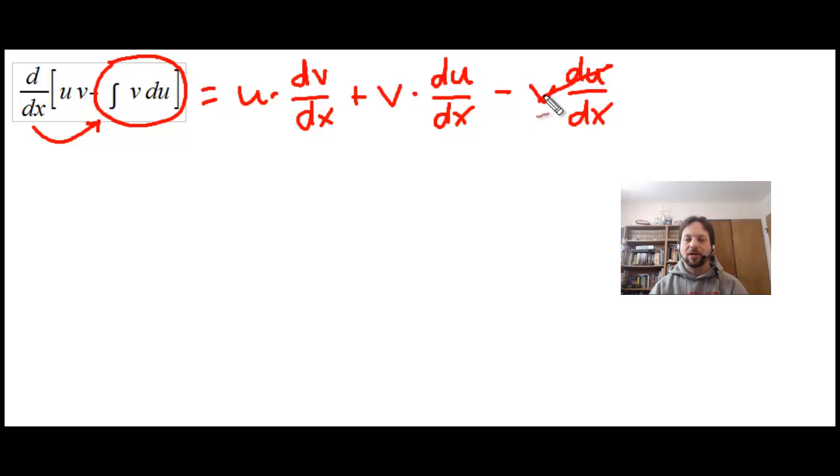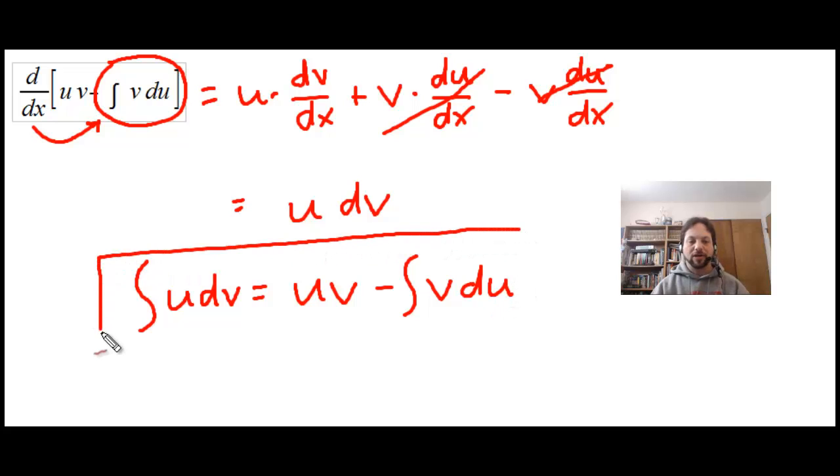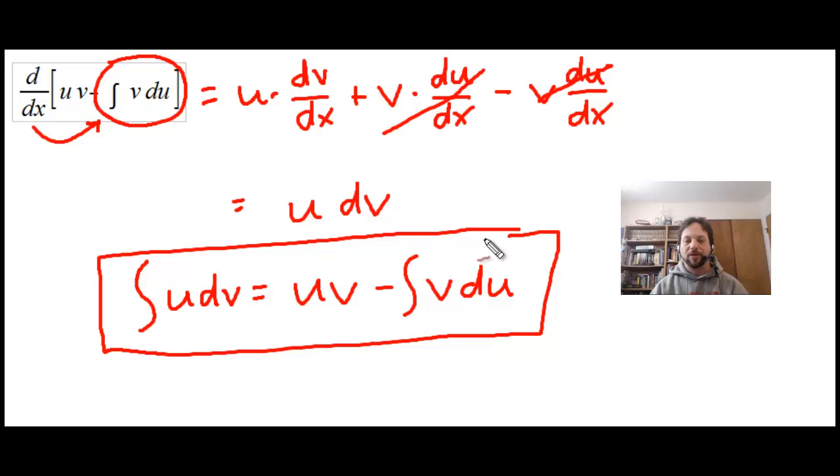And so what we see here is that this term and this term are going to cancel, leaving us simply with, and I'll abbreviate this, u dv. Now, if we recognize the inverse nature of derivatives and integrals, then it should be clear to see that the integral of u dv would simply be our original statement, in this case, uv minus the integral of v du. This right here is our integration by parts rule, which we will be investigating this entire lesson.